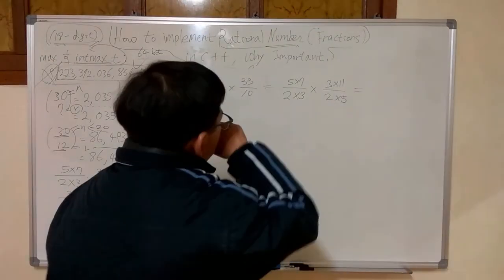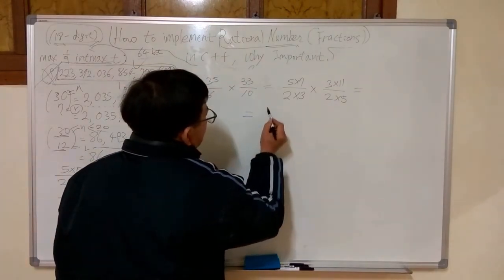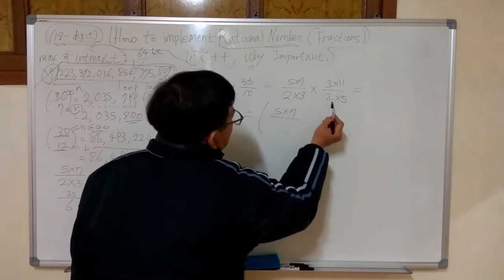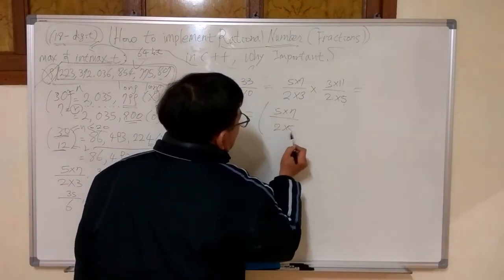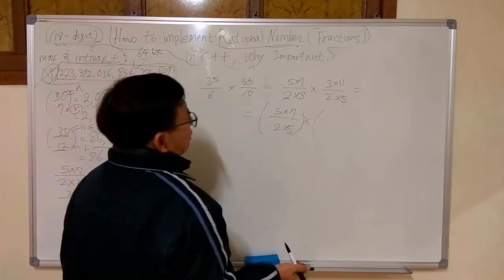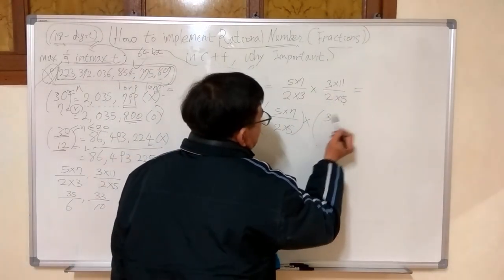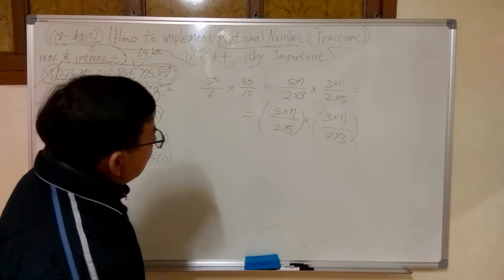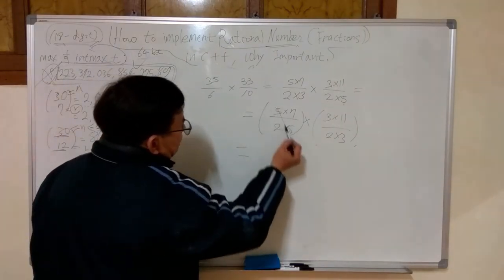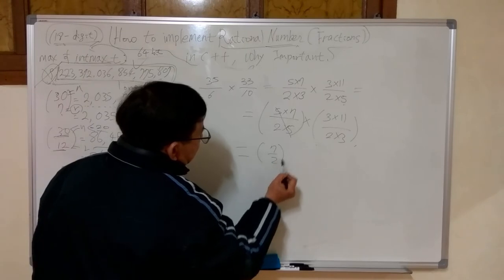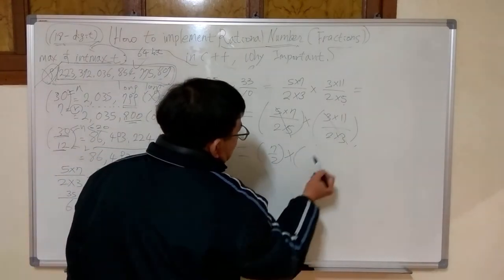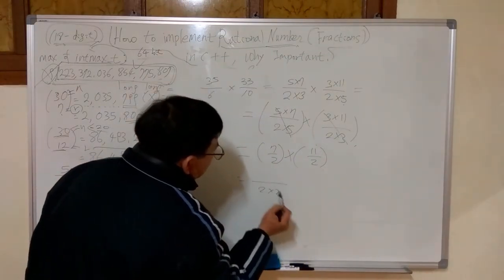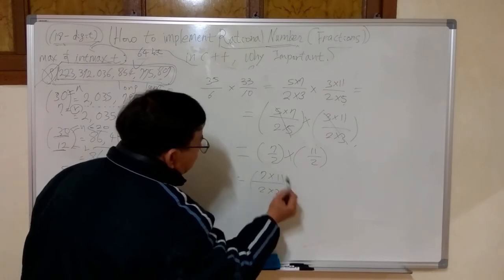The better way is something like this. The proper way would be to set 5 times 7 over 2 times 3, times 3 times 11 over 2 times 5. We set it like this. Now we reduce. We reduce like this, and now we have 7 times 11 over 2 times 2. We have to compute it like this.